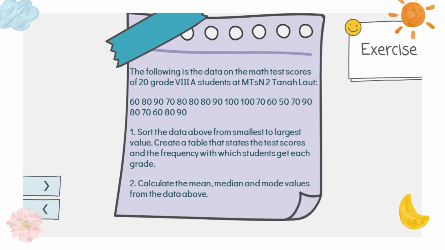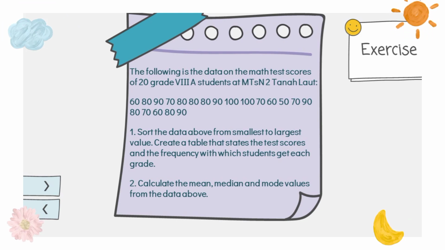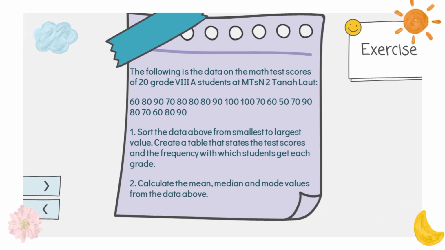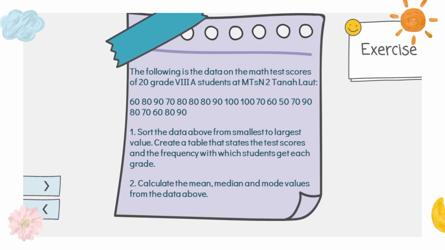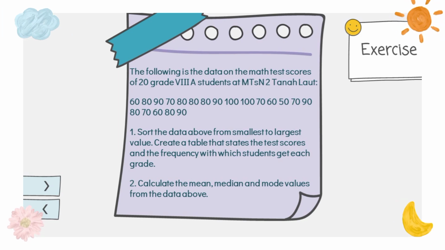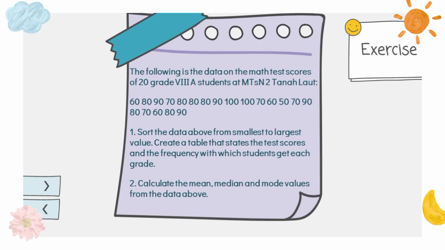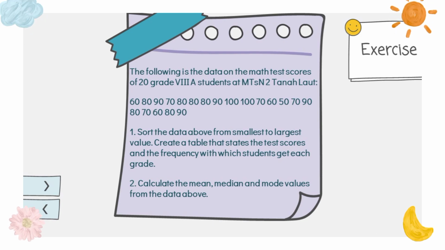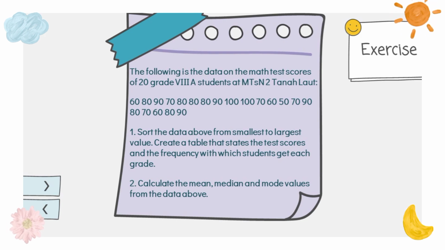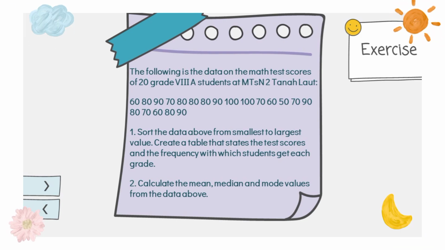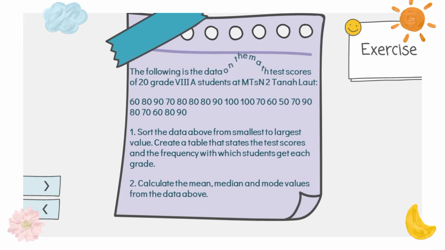And here there is an exercise. The following is data on the math test scores of 20 grade 8A students at MTSN 2 Tanah Laut. Here, there is data that is not sorted. So first, sort the data above from smallest to largest value. Create a table that states the test scores and the frequency with which students get each grade. Second, calculate the mean, median, and mode values from the data above.